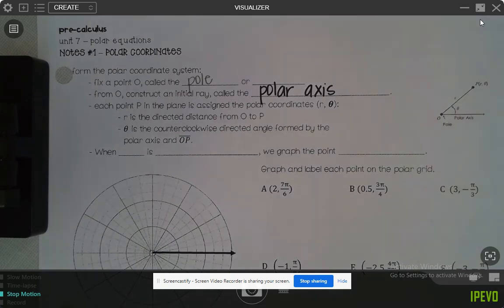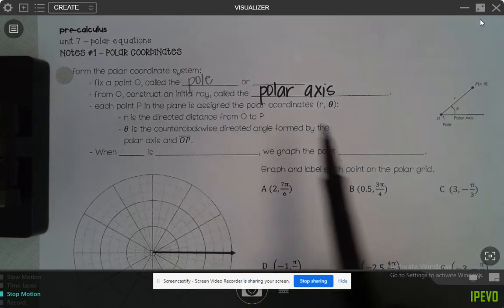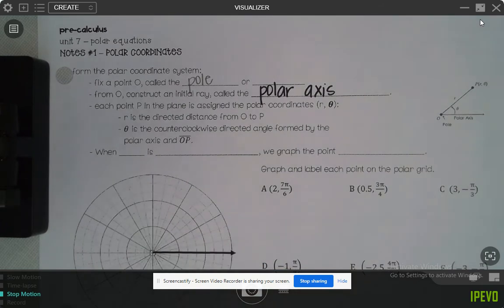R is the directed distance from O to P, so that's your radius, because we were talking about a circle. Your theta is your counterclockwise angle, just like we've always talked about. Counterclockwise: first, second, third, and fourth. Is everybody okay with that?